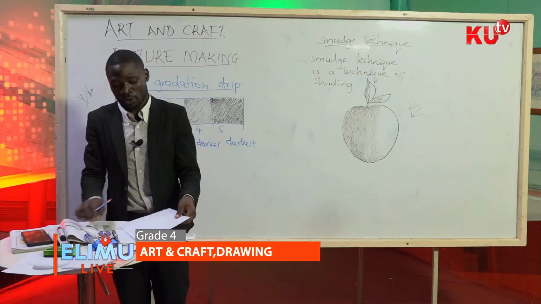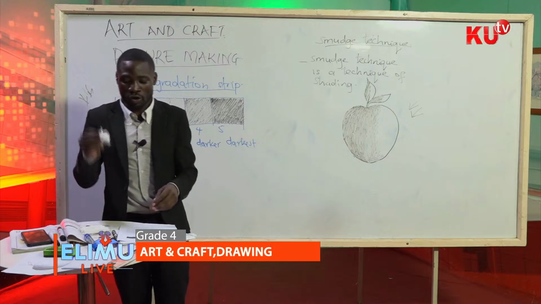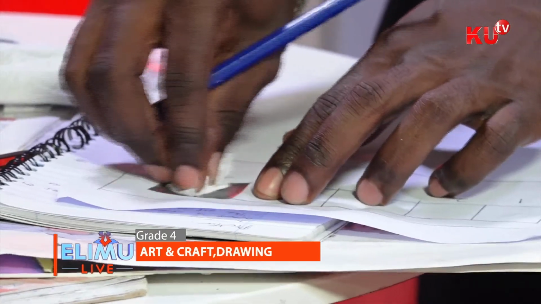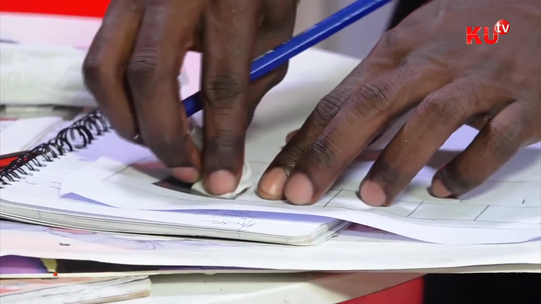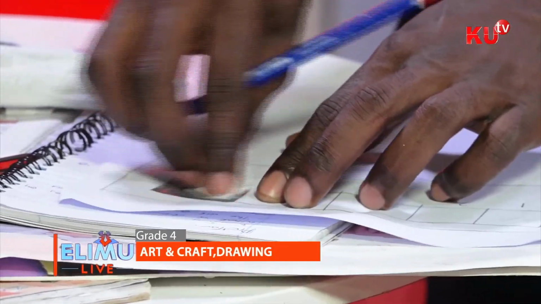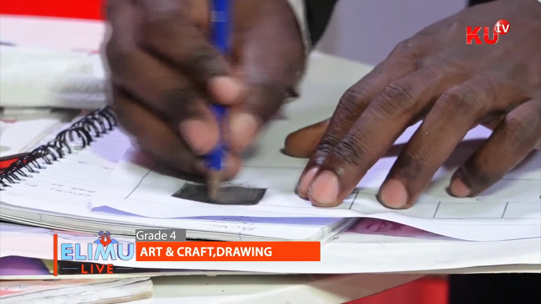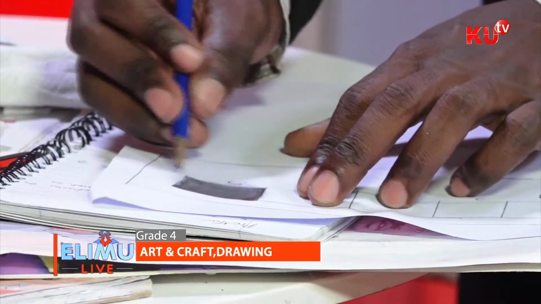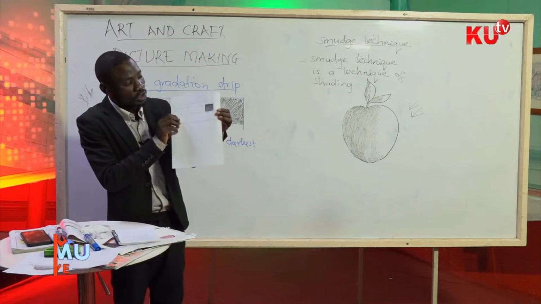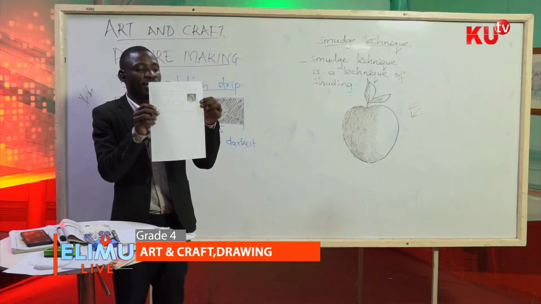After shading that one, you use a piece of paper which is very soft to spread the shading and make it smooth. So as we can see, it is dark.